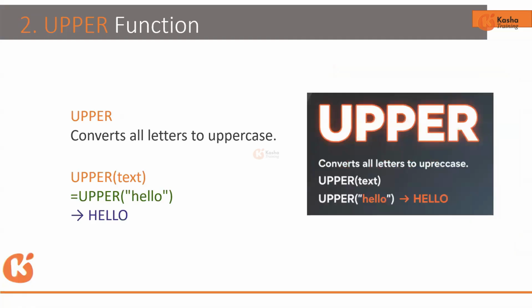Now the second function we're going to see is your UPPER function. The UPPER function is nothing, it's just converting all the letters to uppercase. For example, here you can see this is written in lowercase, it will turn into uppercase. You have to give UPPER, and then whatever text you want in uppercase. So here you can see hello is coming into uppercase. So that's the second function.